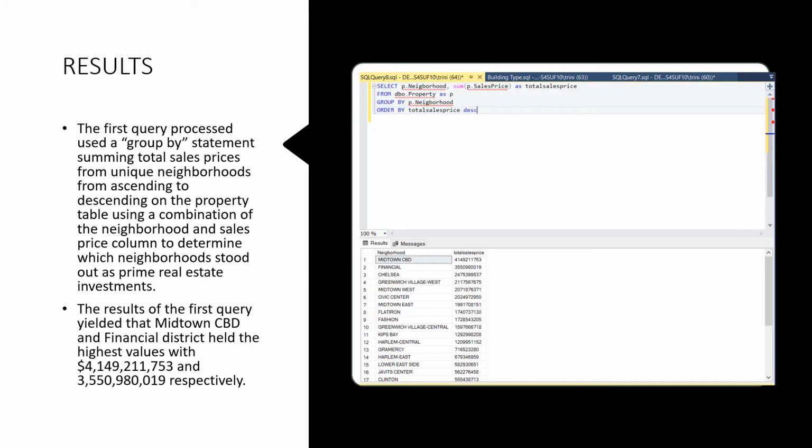The first query processed used a group by statement and summed the total of all prices from unique neighborhoods, from ascending to descending, on the property table, using a combination of neighborhood and sales columns to determine which neighborhood stood out as a prime real estate investment. The results of the query yielded that Midtown CBD and Financial District held the highest values with approximately 4.15 billion and 3.6 billion respectively.